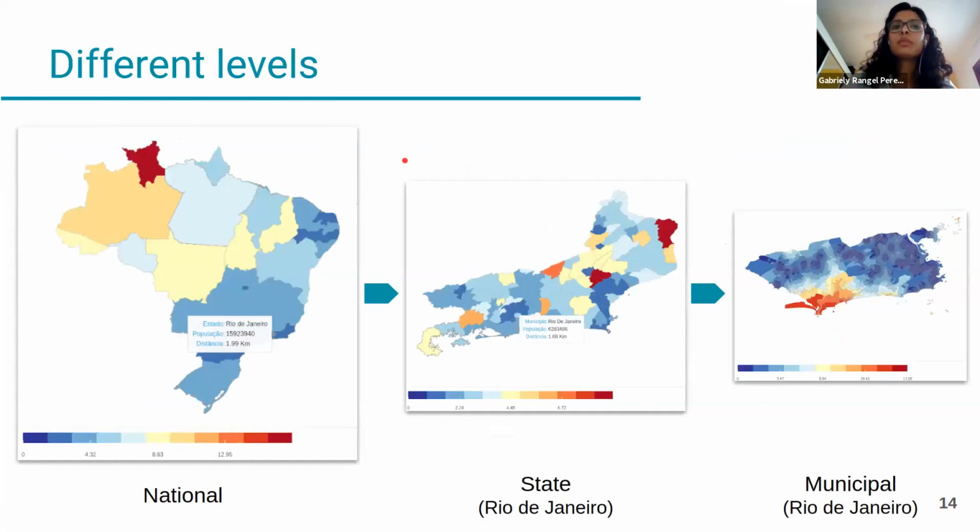Also, this platform is available in different levels of visualization. So here, for example, we can analyze the emergency accessibility situation all over the country. Here you can see more details for each state, in this case, the state of Rio de Janeiro. And here you can see even more details analyzing each city separately, in this case, the city of Rio de Janeiro.